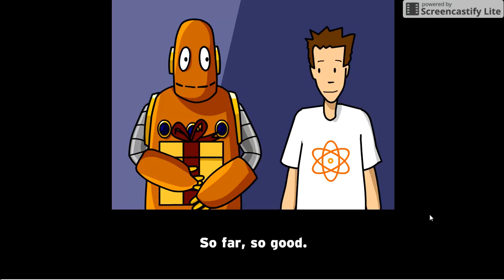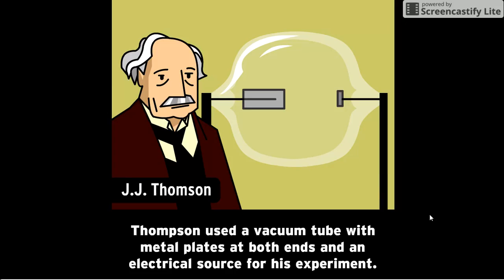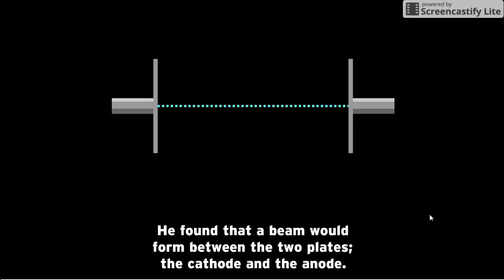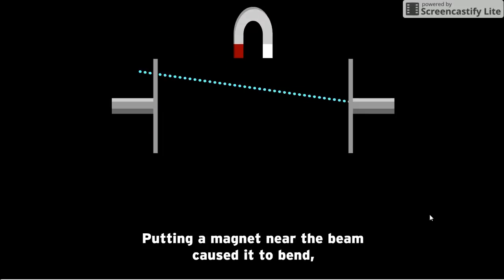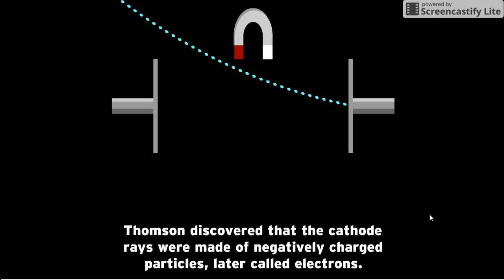So far, so good. About 100 years after Dalton, British scientist J.J. Thomson discovered the electron. Thomson used a vacuum tube with metal plates at both ends and an electrical source for his experiment. He found that a beam would form between the two plates, the cathode and the anode. Putting a magnet near the beam caused it to bend, which meant that the particles of the beam were electrically charged. Thomson discovered that the cathode rays were made of negatively charged particles, later called electrons.